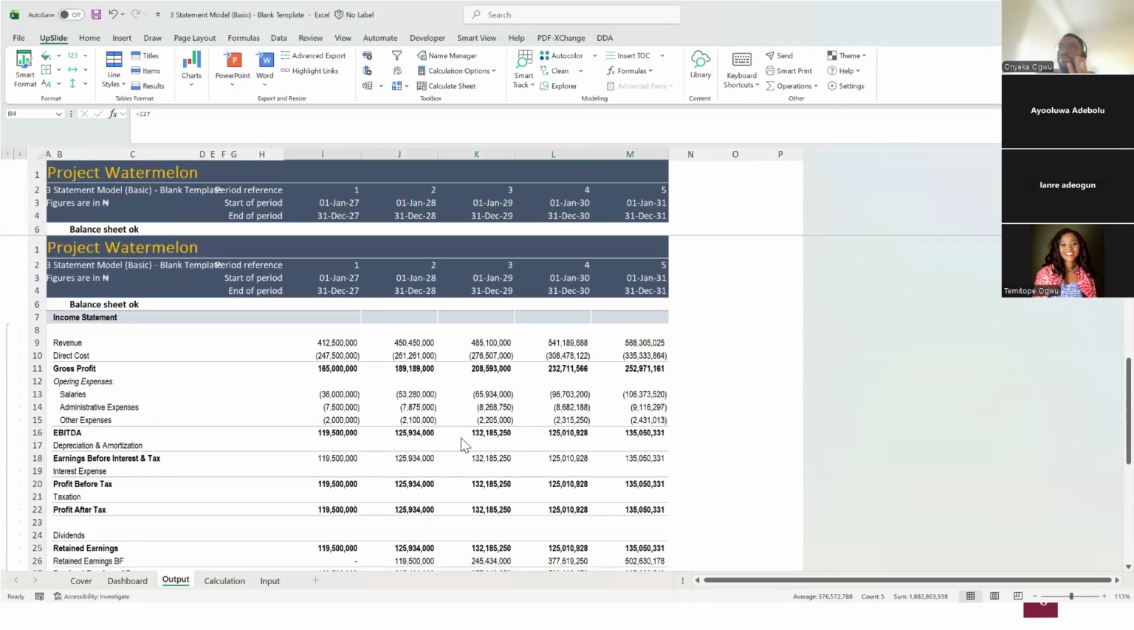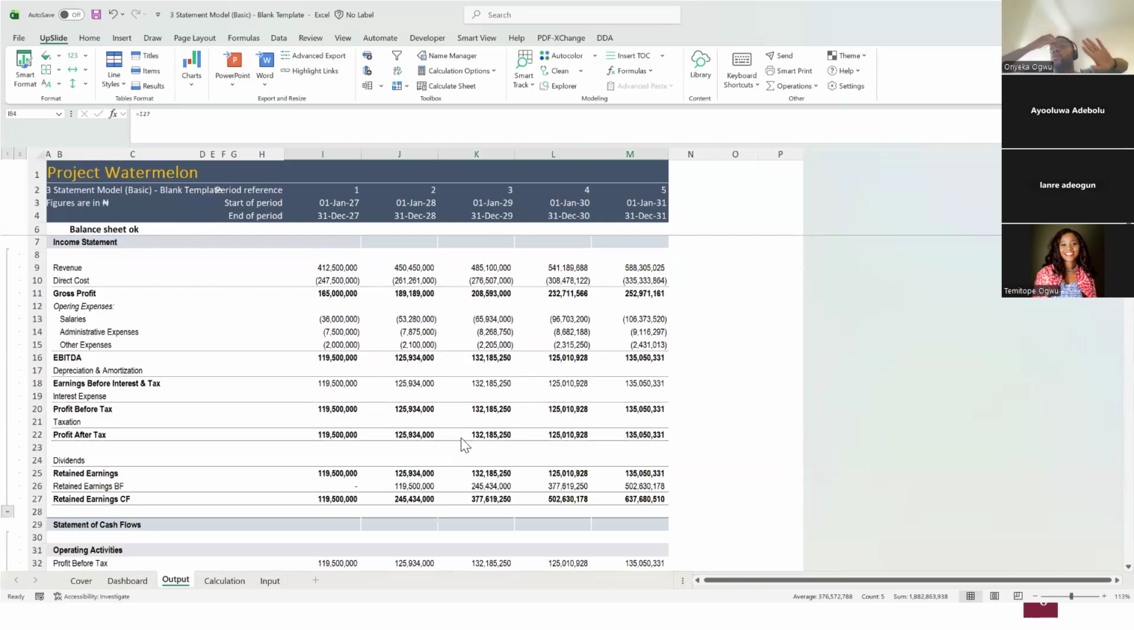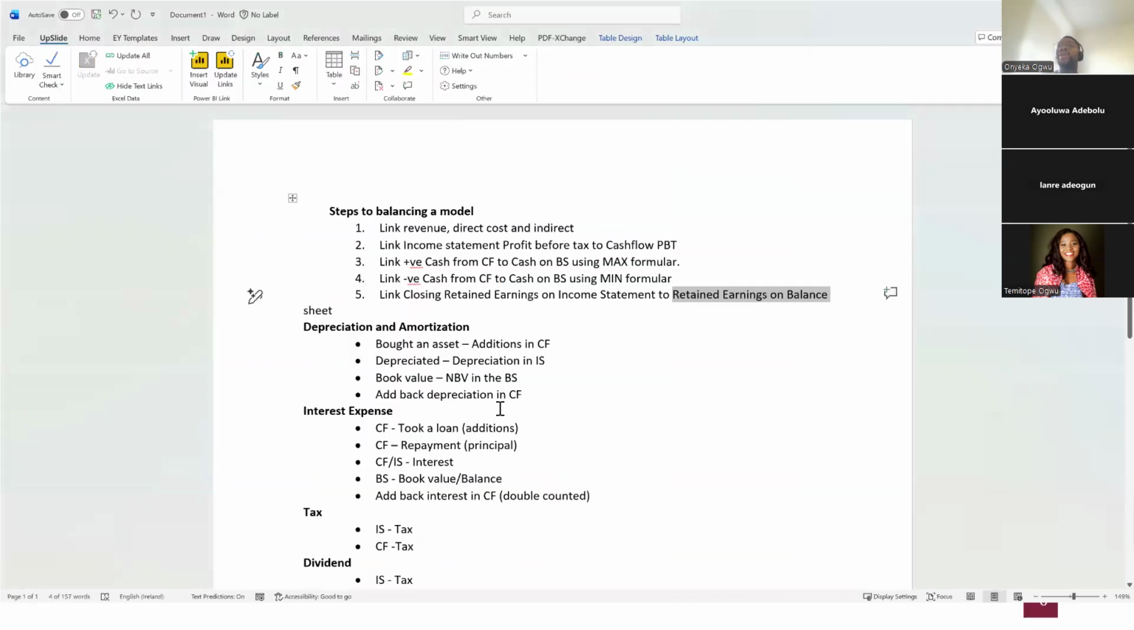Now we have a working model, because what makes a working model is that your income statement links with your balance sheet and cash flow. Your cash flow links with your income statement and balance sheet. Your balance sheet links with your income statement and cash flow. Pretty much, every statement links to the others. Are we all together? It's just literally following this on a step-by-step basis, one by one.